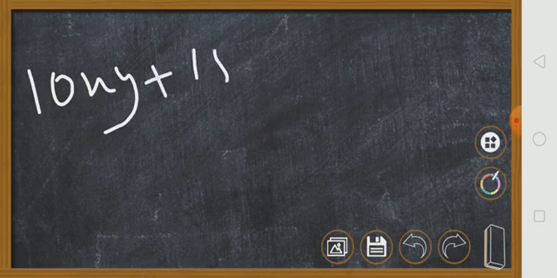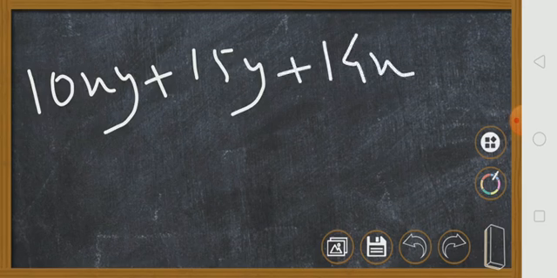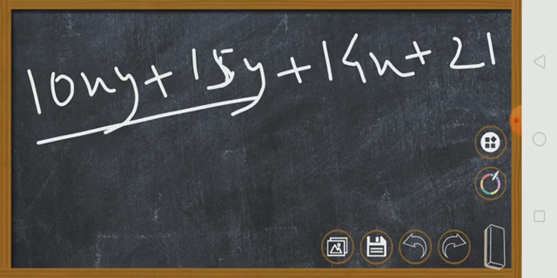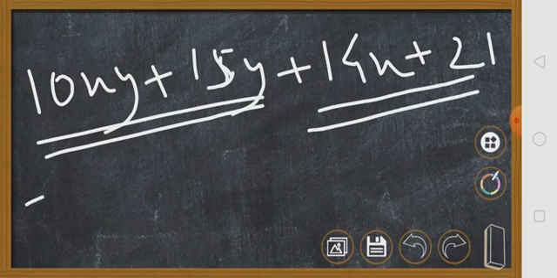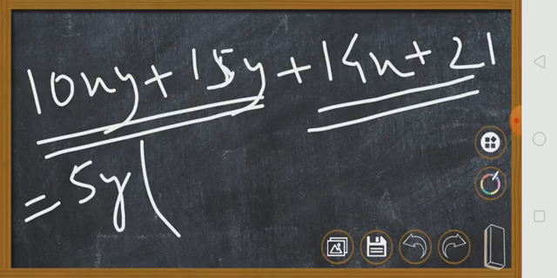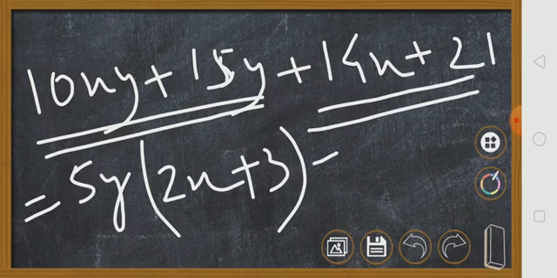Now let's say you have one question like this: 10xy plus 15y plus 14x plus 21. How do you do this? From 10xy plus 15y you will take 5y common. So what will you have inside? 2x, no? 5 twos are 10xy, plus, now what else? 3, no? So 2x plus 3.